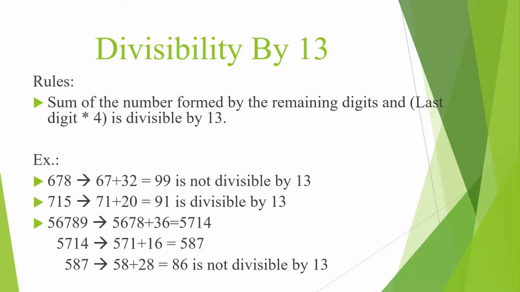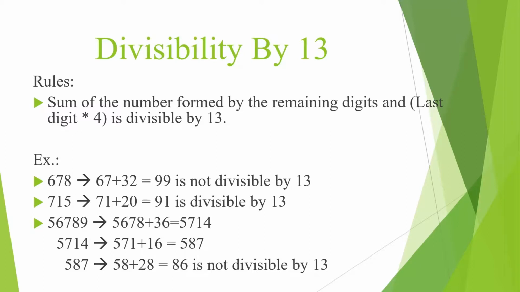Let us consider another big number, 56,789. We have to ignore the last digit. So we'll get 5,678 plus last digit into 4. 9 4s are 36. So 5678 plus 36 is nothing but 5714. This is also a big number. So let us reduce it further.